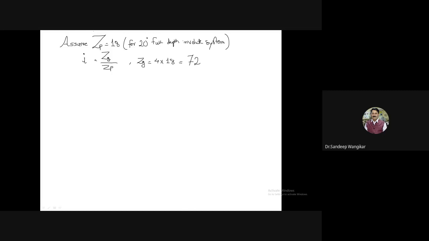Now let us proceed for detailed solving of the numerical. So I will write down here as per our procedure. Step number 1. So here module we are calculating. For this module, the step number 1 will be rated torque or torque to be transmitted. Torque to be transmitted. So write down this formula for this.